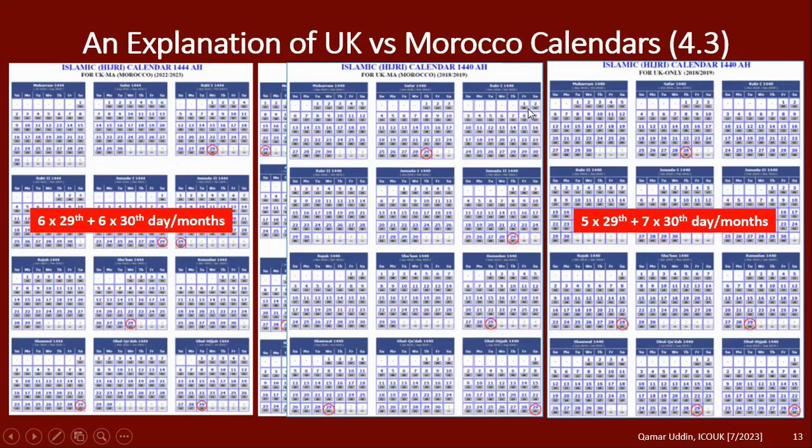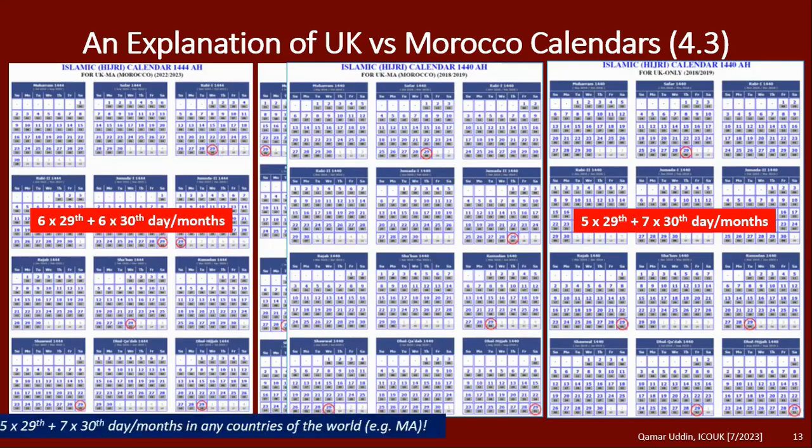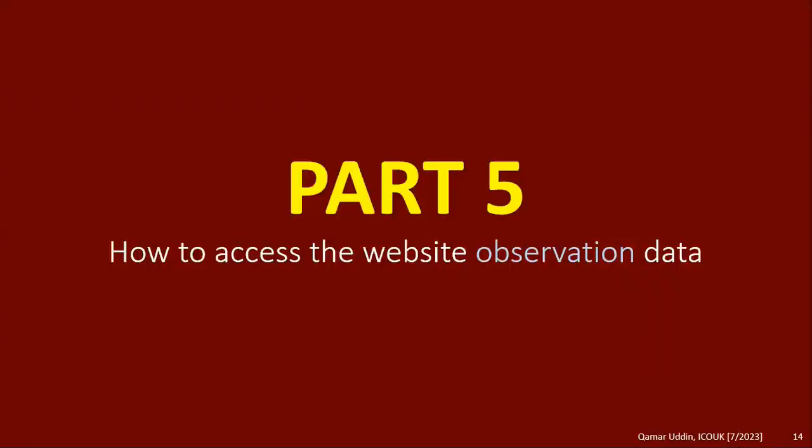And if we look at another year, say 1440, we find that the UK's prediction was 5 29-day months, but so is the case in Morocco as well. They had only 5 29-day and 7 30-day months. So that could happen occasionally in a leap year. But on average, there should be 6 29-day and 6 30-day months. Okay, inshallah ta'ala, I will now go and show you the observation data on our website.